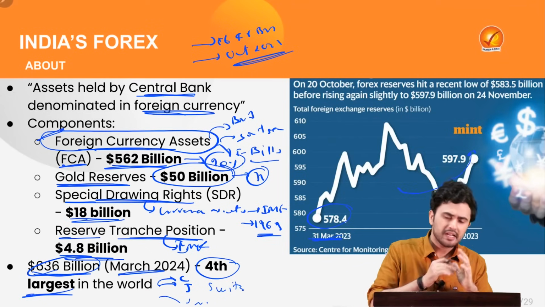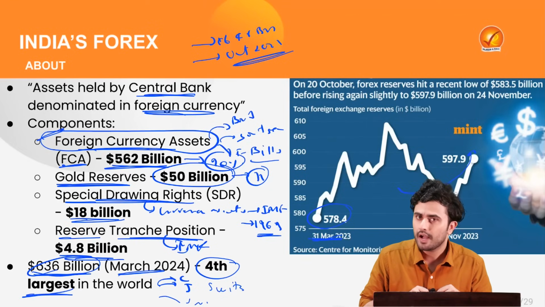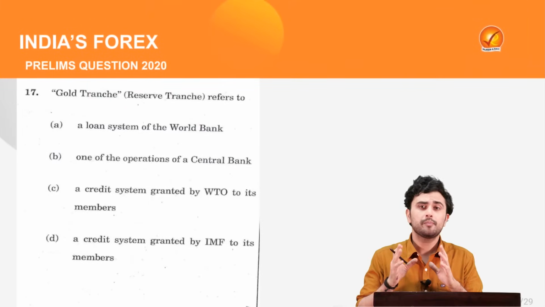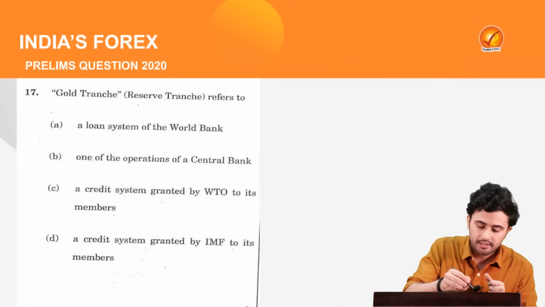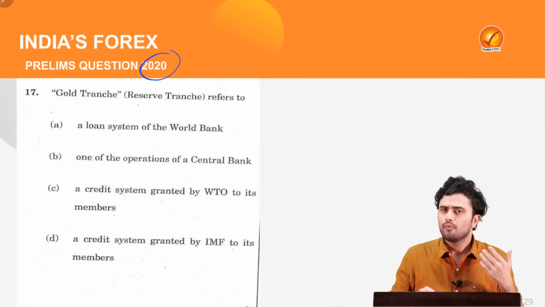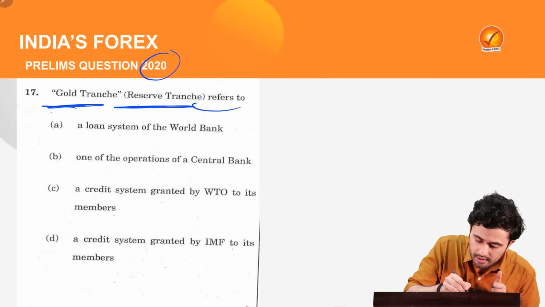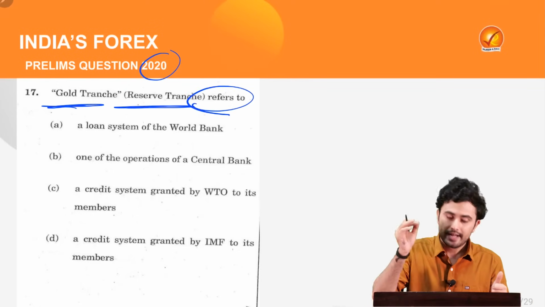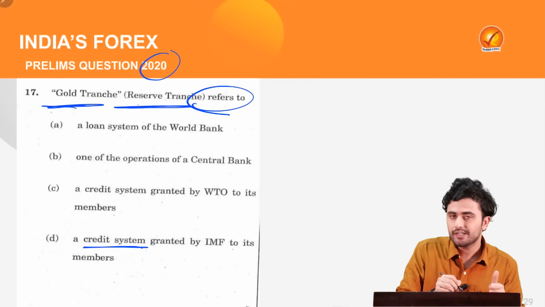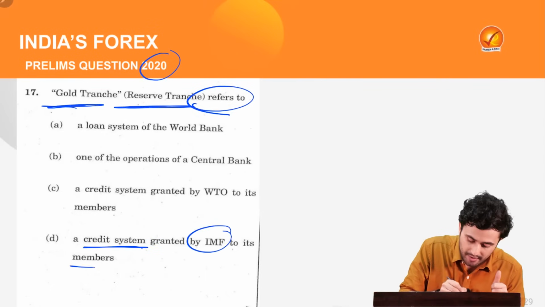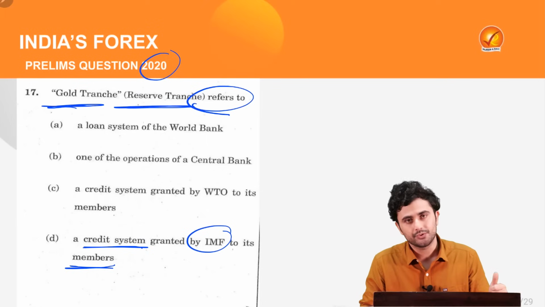Now, as we have read about the reserve tranche position of the IMF, let's try to solve a prelims question which appeared in the year 2020, which was a direct question asking what the gold tranche or the reserve tranche refers to. It refers to basically a credit system which is granted by the IMF to its member countries.